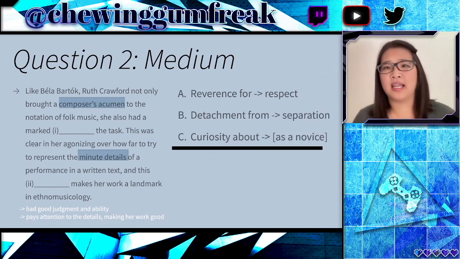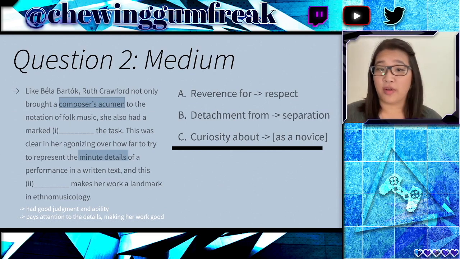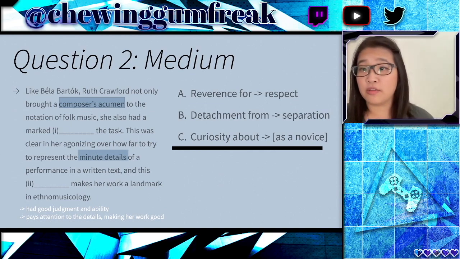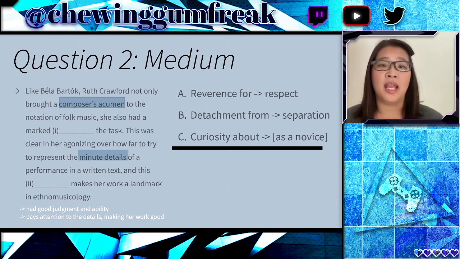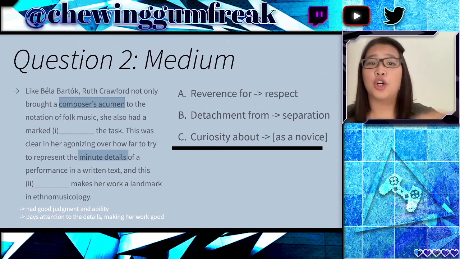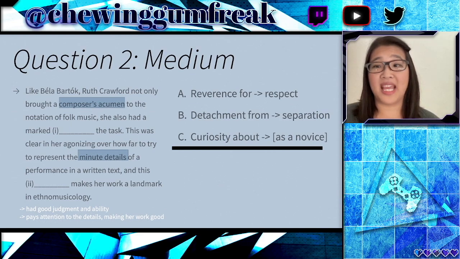Making sure that we understand all of the answer choices for the first blank, we're looking for a word that really highlights Ruth Crawford's composer's acumen, her good judgment, her good ability with folk music. So number 1 is reverence for, meaning respect, detachment from, meaning separation, and curiosity about, which can sort of imply that she's a novice or that she somehow doesn't really know what she's doing. Now, curiosity is not always a novice trait, of course, but in this case, because we're saying a composer's acumen and having a marked something, we're really looking for a word that reflects her acumen, her skill, her judgment, her ability. In this case, it's quite clear that the correct answer should be A, reverence for.